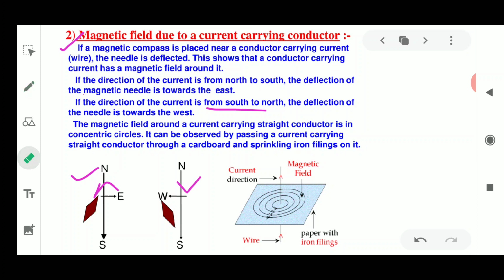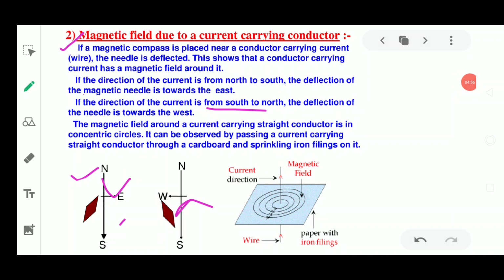Okay, and it is from south to north. So here it is written, if the direction of the current is from north to south, means this side, then the deflection of the magnetic needle is towards the east. And if the direction of the current is from south to north, then the deflection in the magnetic compass will be towards the west.